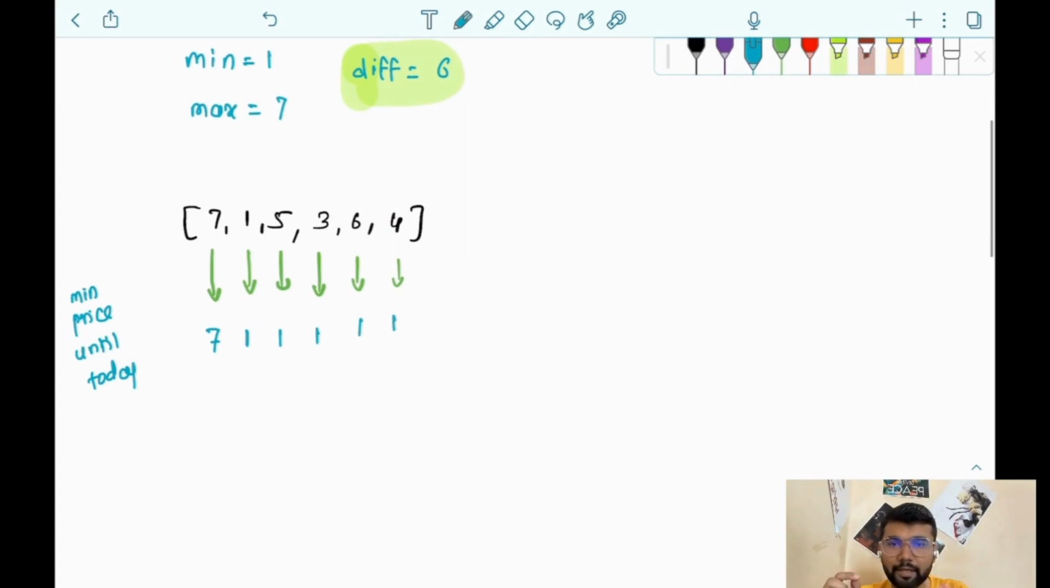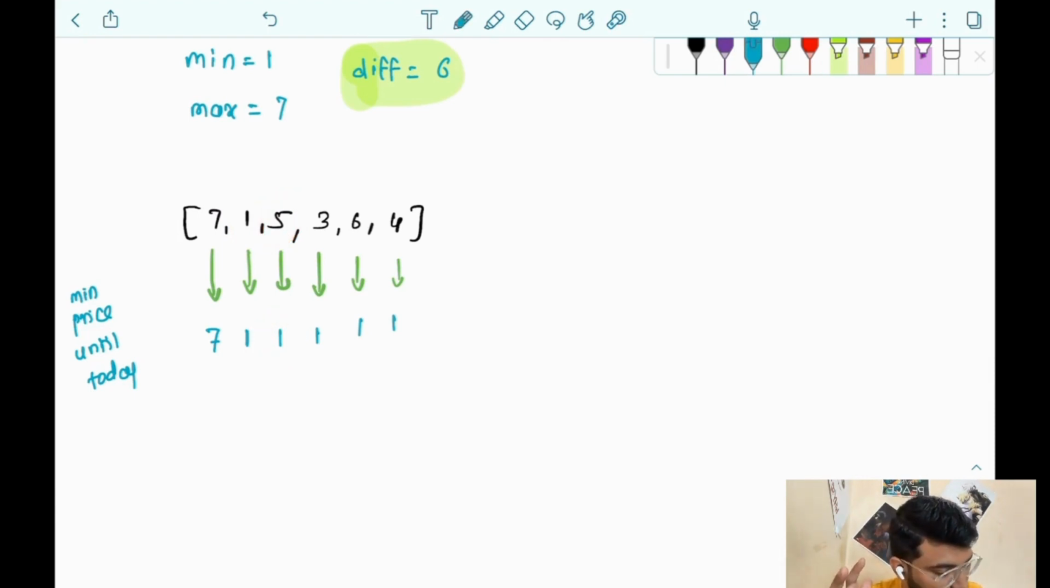So on each day, if we have the minimum price until today, can we just subtract that minimum price from today's price to get the profit for today? For example, suppose today's price is 7 and the minimum price until today is 7. The current profit is 0. Today's price is 1 and the minimum price until today is again 1. The profit is 0. Today's price is 5 and the minimum price is 1. In this case, today's profit is 4.